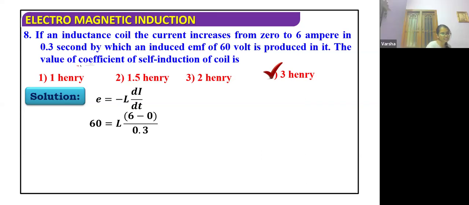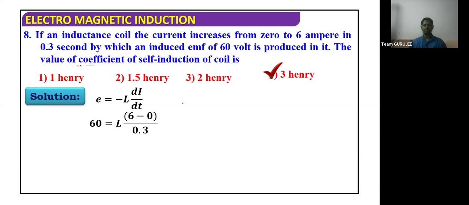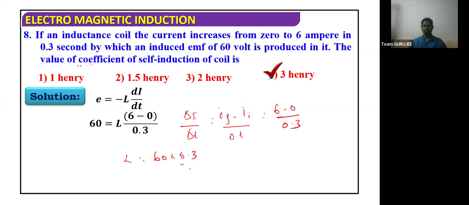Three Henrys. Yes. di by dt is actually del I by del t, it means I final minus I initial. I final is equal to 6, initial is 0, divided by 0.3. Therefore, L is equal to 60 into 0.3 divided by 6, which is 10 times 0.3. 3 Henry is the answer.